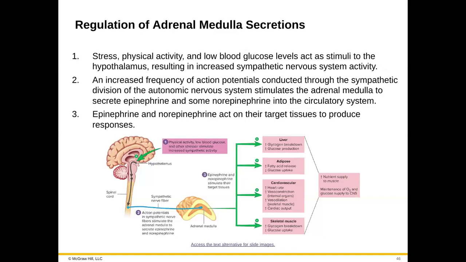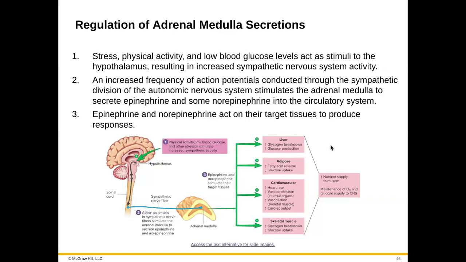So what happens is that we'll have some form of stimulus like we had just talked about. Hypothalamus will then send a signal down to sympathetic nerve fibers. These action potentials in the sympathetic nerve fibers are then going to stimulate the adrenal medulla, which will allow it to secrete the hormones epinephrine and norepinephrine. That epinephrine and norepinephrine will then act on its various target tissues.